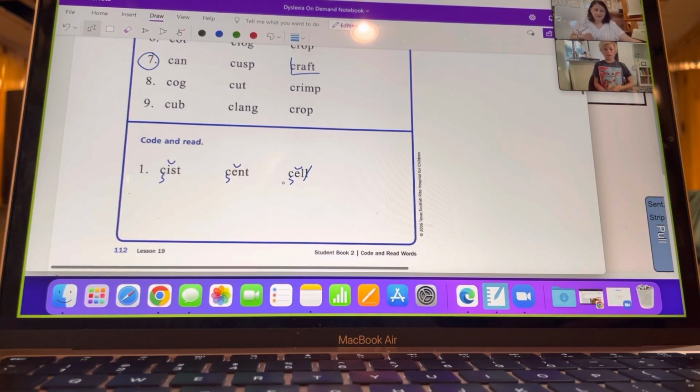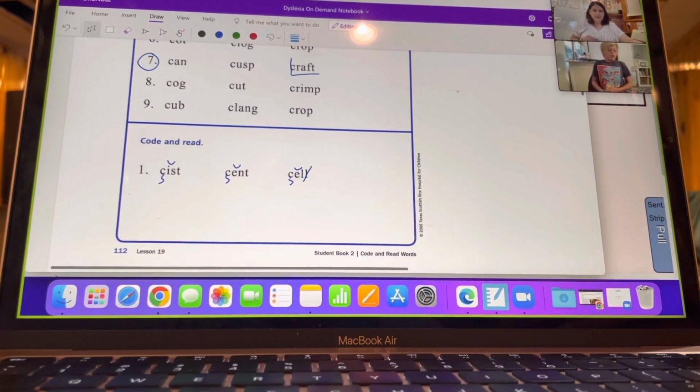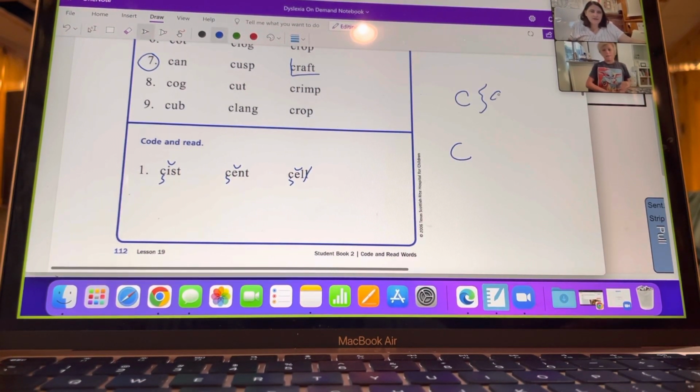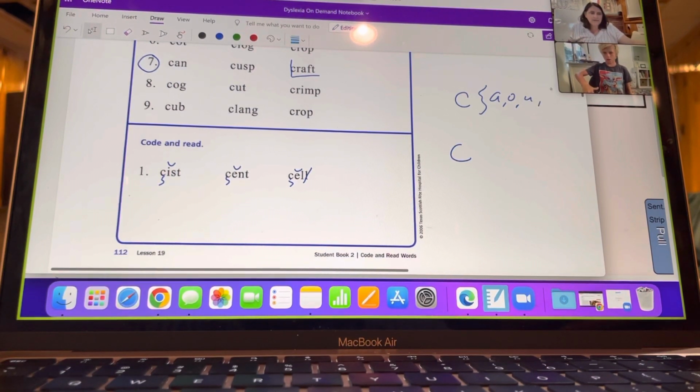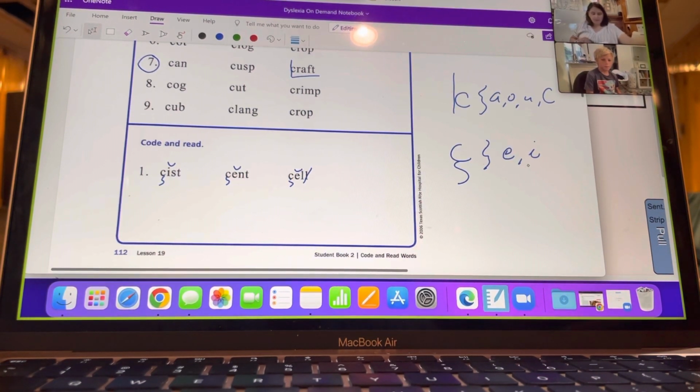Good. Okay. So we've learned two ways to code the letter C, right? If it's in front of an A, O, U, we code it with a K back. It makes a K sound. If the C is in front of an E or an I, it makes an S sound, and we code it with a cedilla. Okay. Let's go on to our instant words.